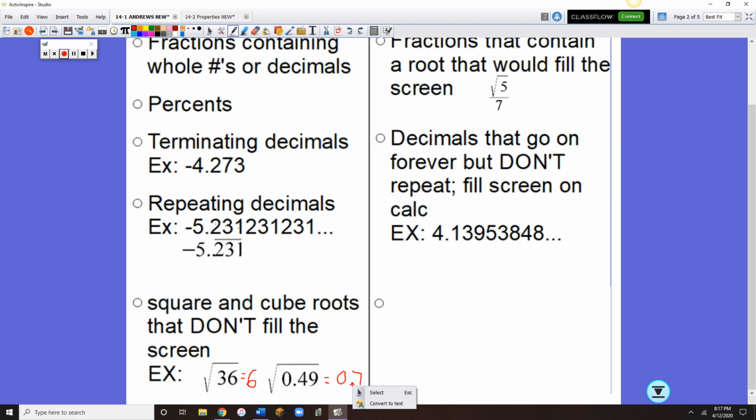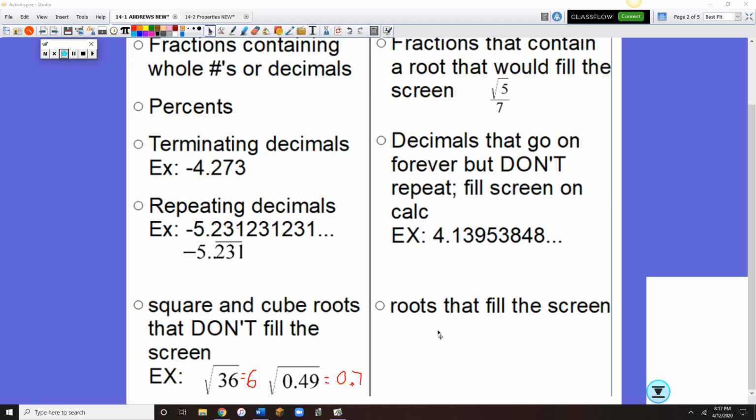The opposite of that would make it irrational. Would be a root that fills the screen. So like the square root of 10, for example, would be a root that fills the screen. You're going to get that to be 3 point, a lot of numbers. Okay, off the top of my head, I don't know what it is, but it's going to fill the screen. So that would make it irrational.